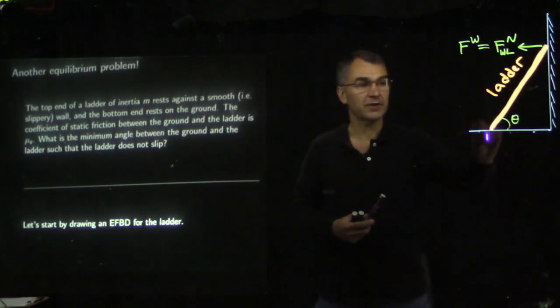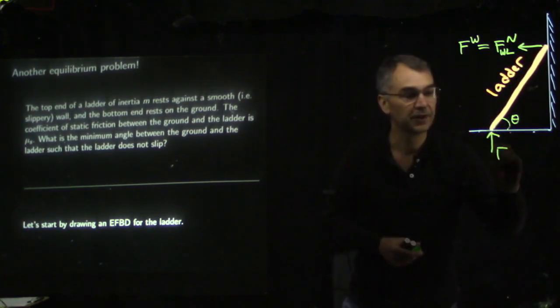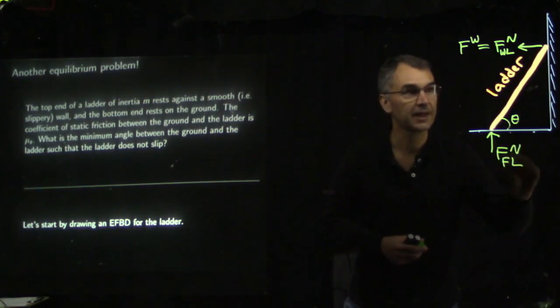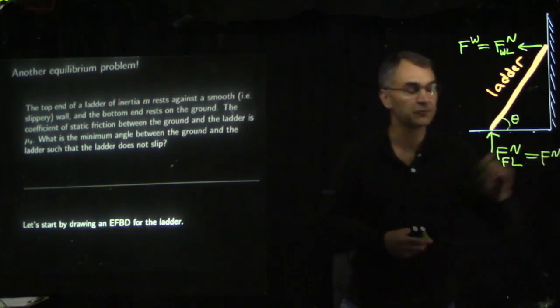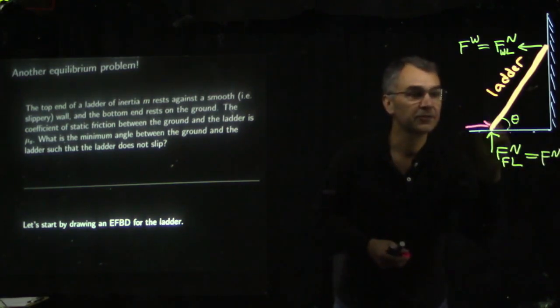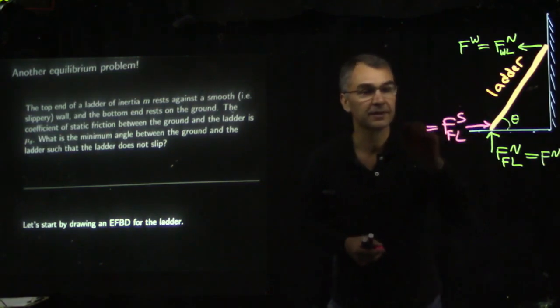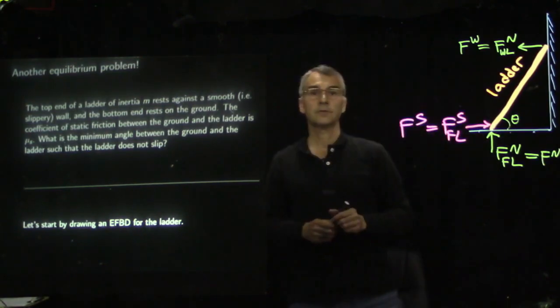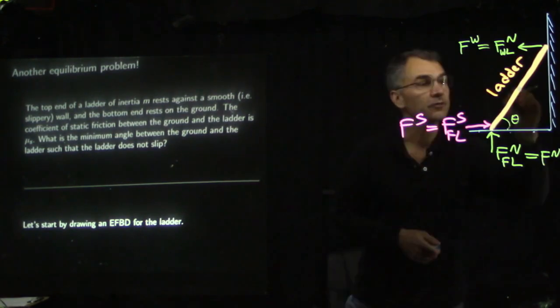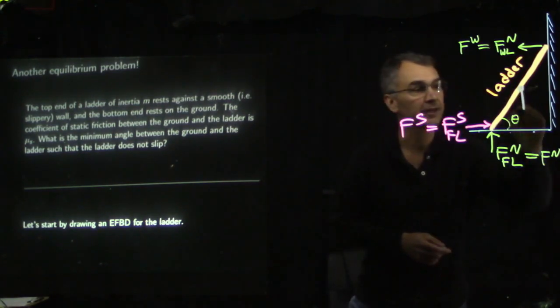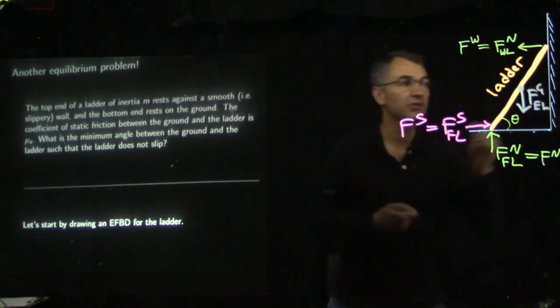At the lower corner of the ladder, however, we have both a normal force and a friction force. So let's draw them both. So here is F normal by the floor on the ladder. So I'll give that a nickname. I'll just call it F normal. And then here in this direction is the static friction force between the floor and the ladder, and I'll give it a nickname. I'll just call it F static. We need one more force, which is the weight of the ladder. So we'll draw that at the center of mass of the ladder. So this is the gravitational force by the earth on the ladder, and we'll just call that mg.